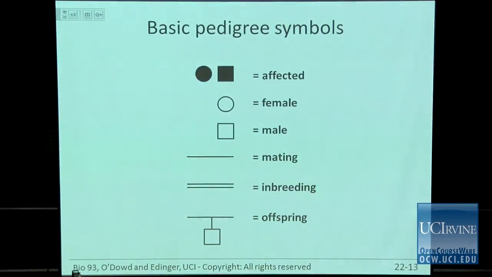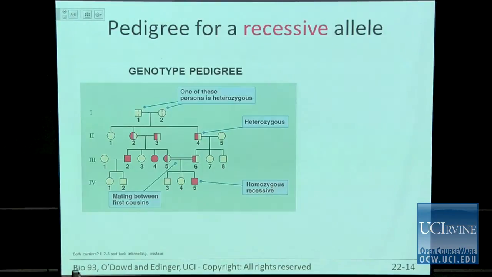Some common symbols you're going to find in a pedigree. Filled in is pretty much always affected, whereas the open symbols are normal. Circles are for female, the squares are for men. Mating is a horizontal line, inbreeding is two horizontal lines, and offspring are little drop-down lines. So if there's multiple offspring drop down from the same line, it means that they're siblings.